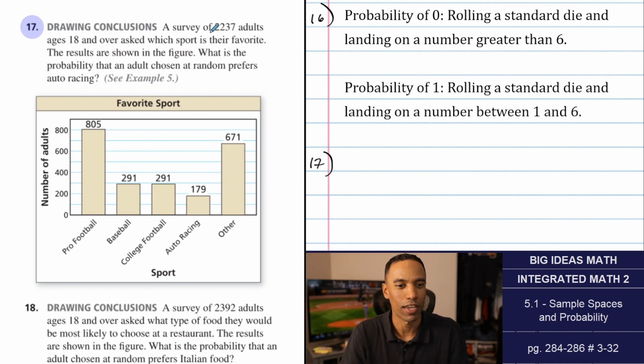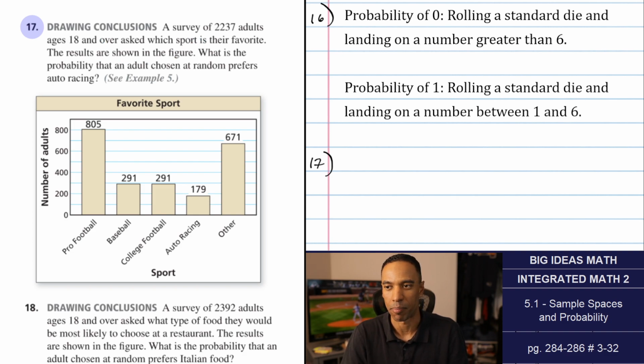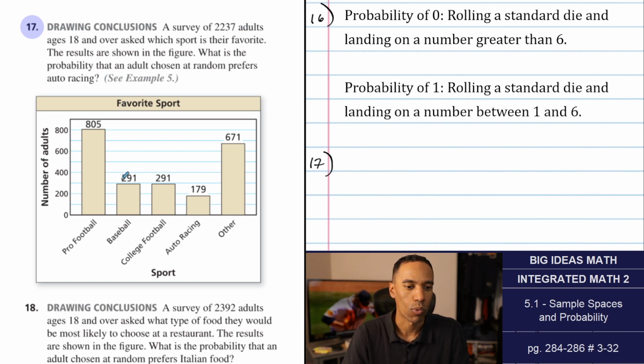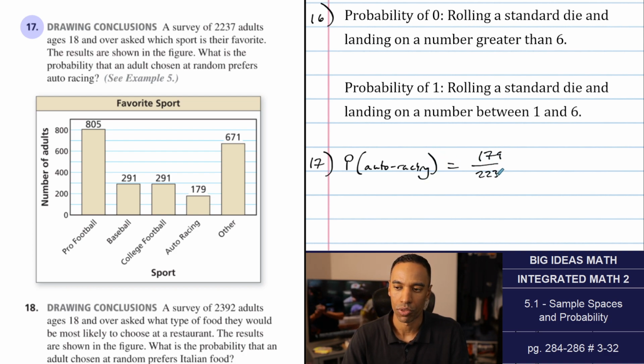The results are shown in the figure. What is the probability an adult chosen at random prefers auto racing? So I'm going to assume, like in the lecture portion where they were talking about pet owners, that these numbers should add up to 2237. Looking at the bar graph, auto racing comes up 179 times out of the 2237. That equals 179 out of 2237.